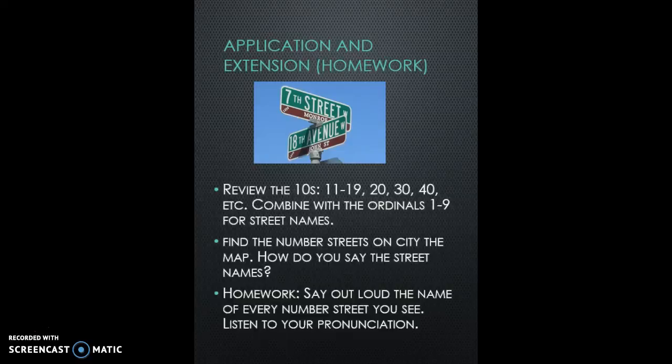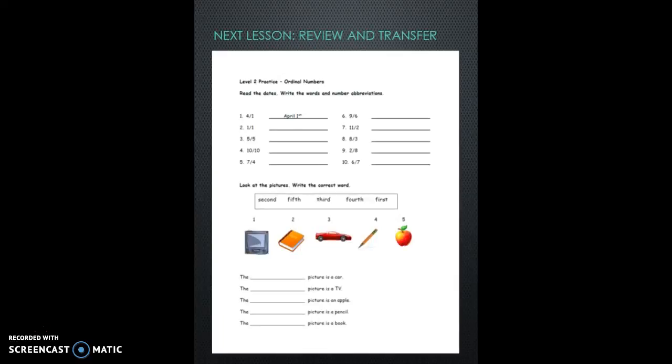Then we take out the maps and we find numbered streets, and they practice saying them. We can do this as a group. They can do this as partners in pairs. And we can ask students who lives on a street with a number name and ask them to name their street. Their homework is going to be, when they are driving home, when they are driving around town, to say out loud the name of any numbered street that they see. And they'll see them as numbers, and they can sometimes also see them written out as words.